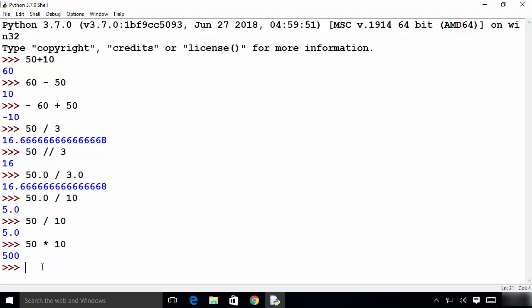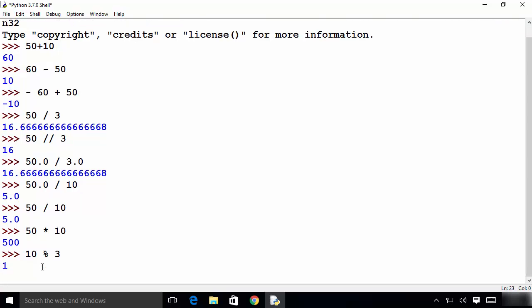Now let's try some modulo operations. So for example, I'm going to just write 10 modulus 3 here. What it's going to give us is the remainder of the division of these two values.